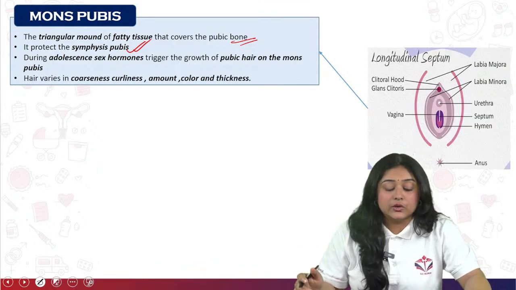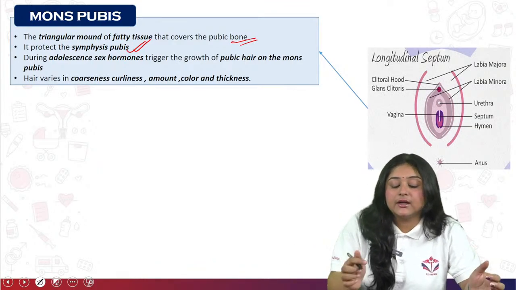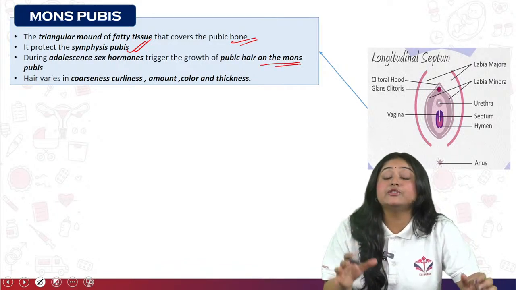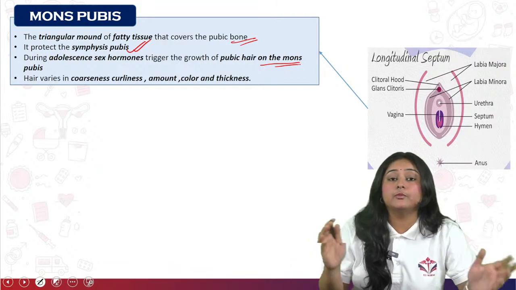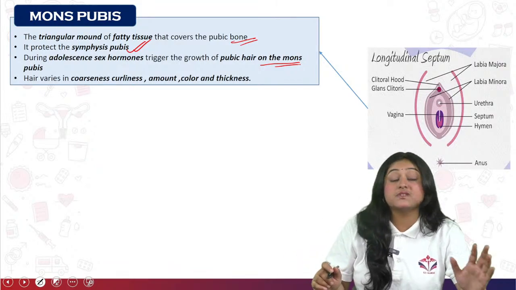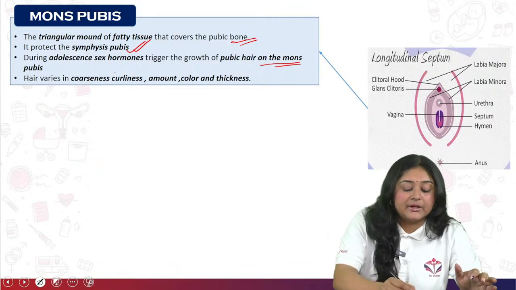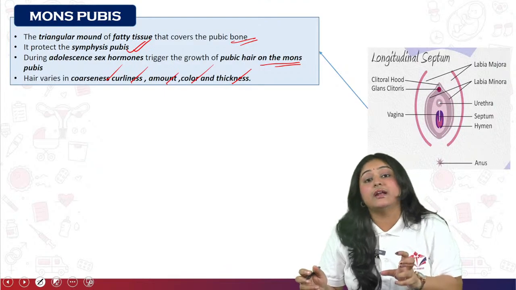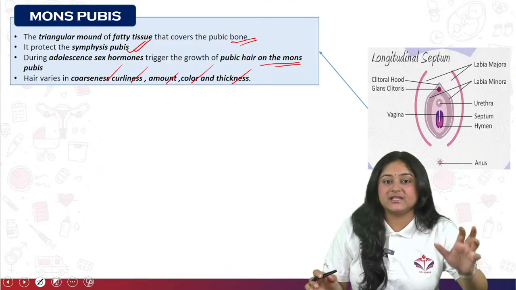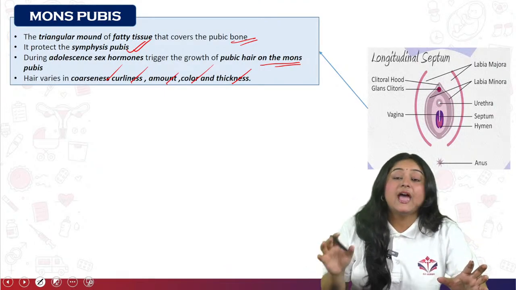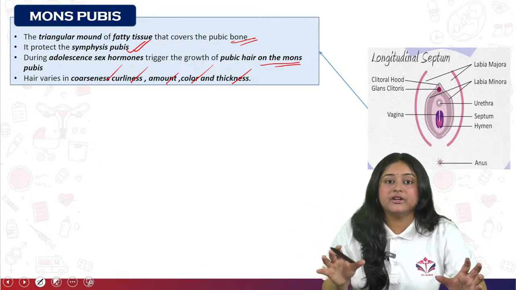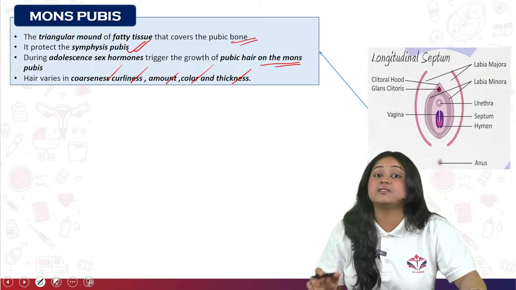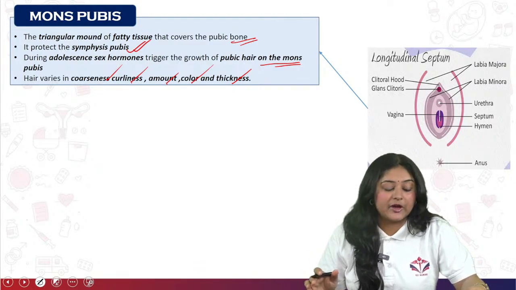During adolescence, sex hormones trigger the growth of pubic hair on the mons pubis, and the hair varies from one individual to another through some characteristics, for example coarseness, curliness, amount, color and thickness. So these are all about the mons pubis. It is a triangular shape with fatty tissue covering the pubic bone region, and it also helps to protect the symphysis pubis.